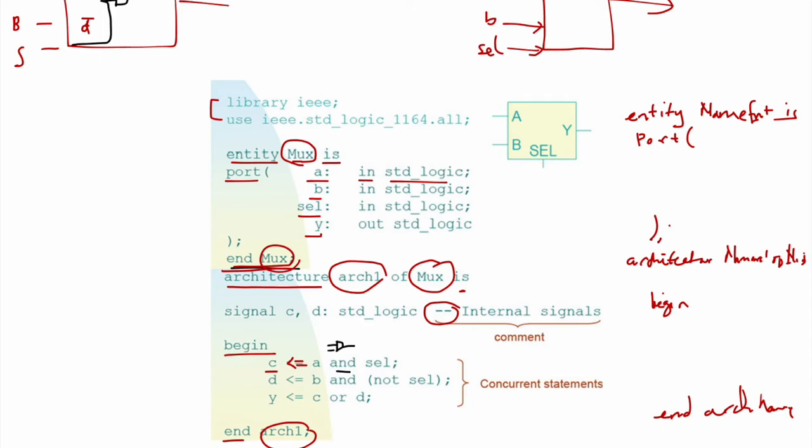Then we say signal D, so let me get rid of this one again. Use a different wire. Say signal D equals B and not select. So I'll take the select and connect it to a NOT gate. I'll take the B and connect both of them to an AND gate. Then our Y is actually equal to C or D, which means we'll take this D, which is also internal, and we're going to have an OR gate connecting to the D or C.